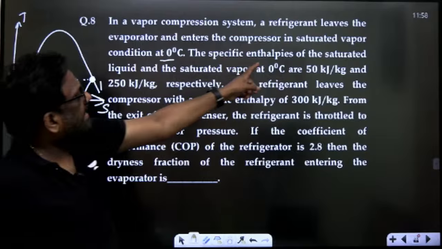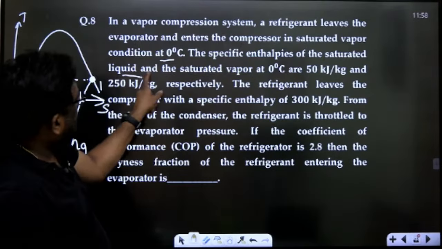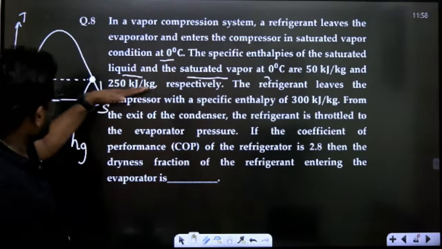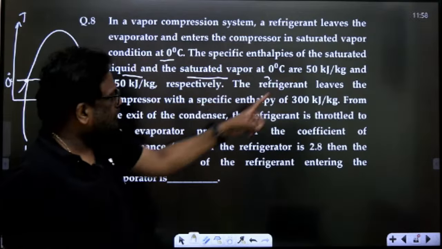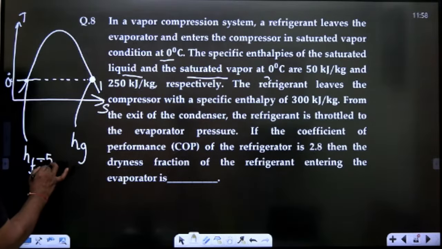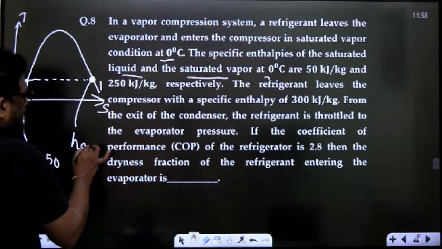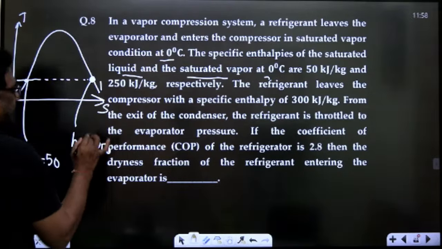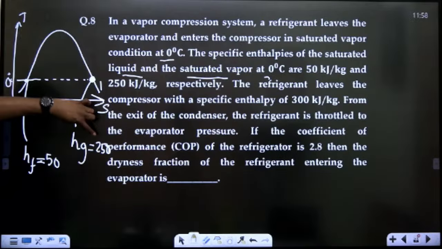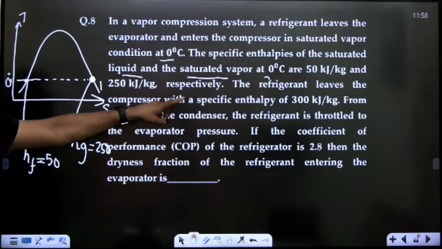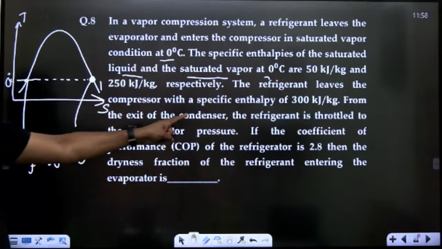The specific enthalpies of saturated liquid and vapor at 0 degrees centigrade: saturated liquid is 50 and the saturated vapor is 250. So the enthalpy of the saturated vapor is given as 250. The refrigerant leaves the compressor with an enthalpy of 300.